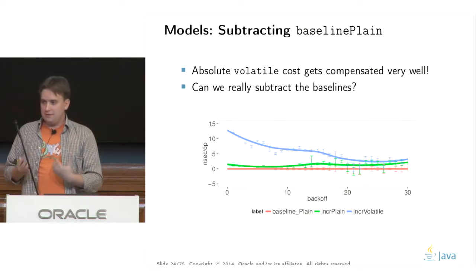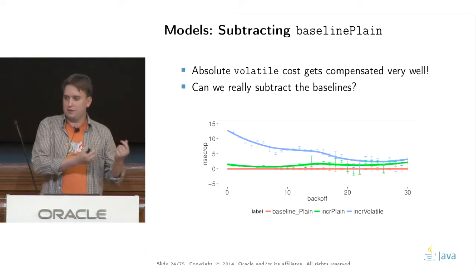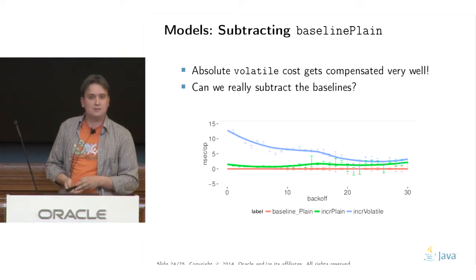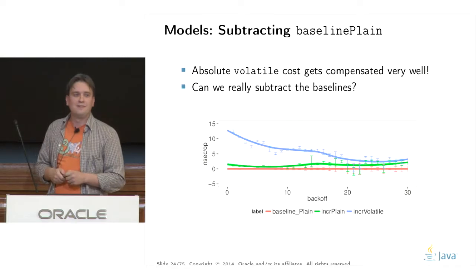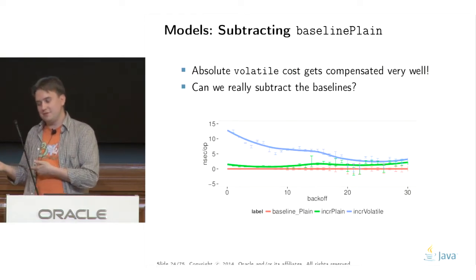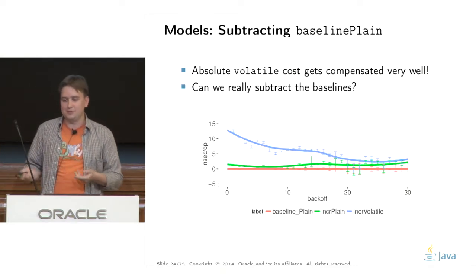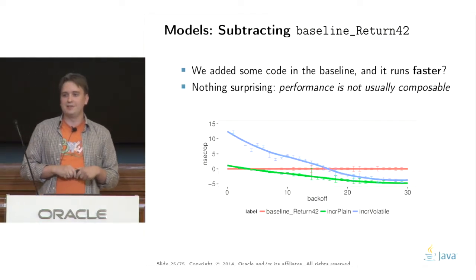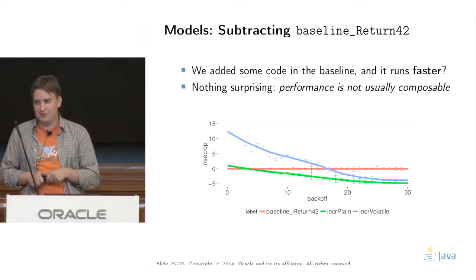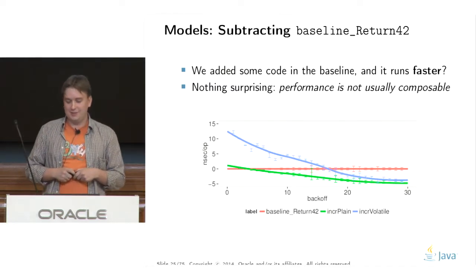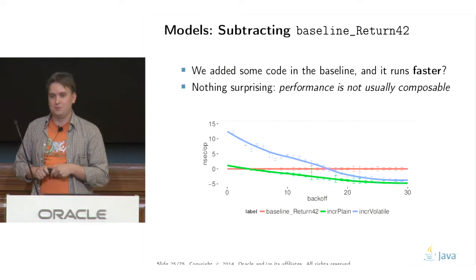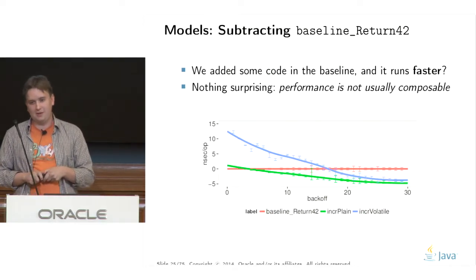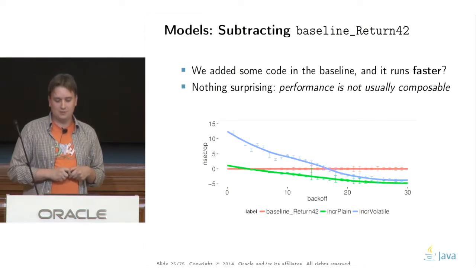But the collateral lesson in this: can we really subtract this baseline? Can we really subtract the baseline 0 from all these tests? Can we? Well, we have 2 other baselines, so we can see how that goes, right? So we have a baseline which returns 42. We add something that returns from that test, and our baseline starts to be faster than the tests themselves, even though we have the volatile writes and all this stuff there.